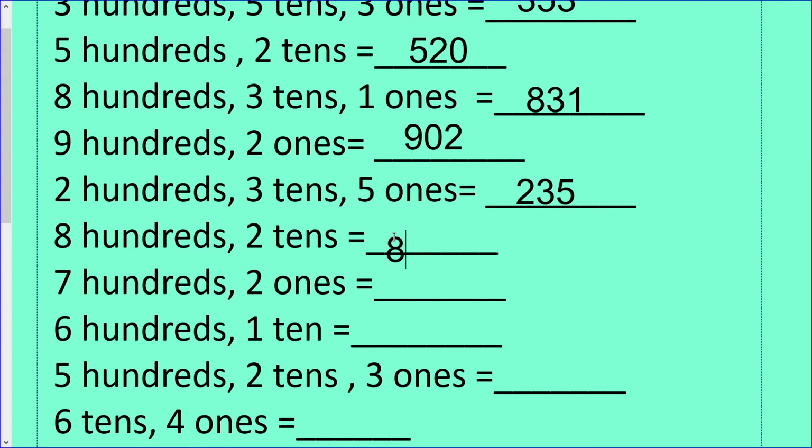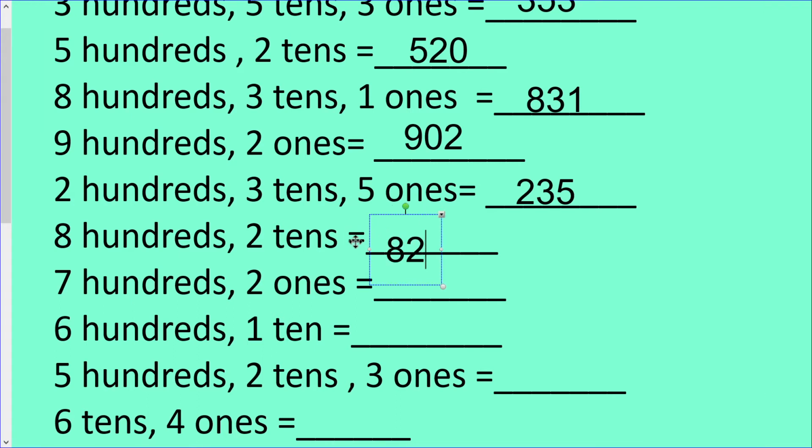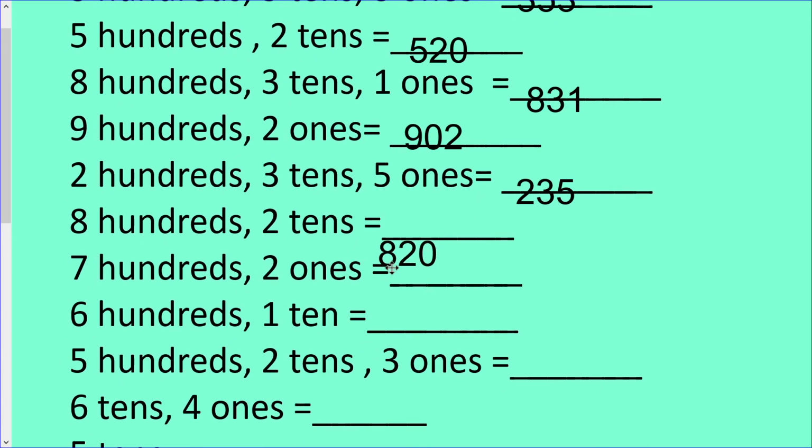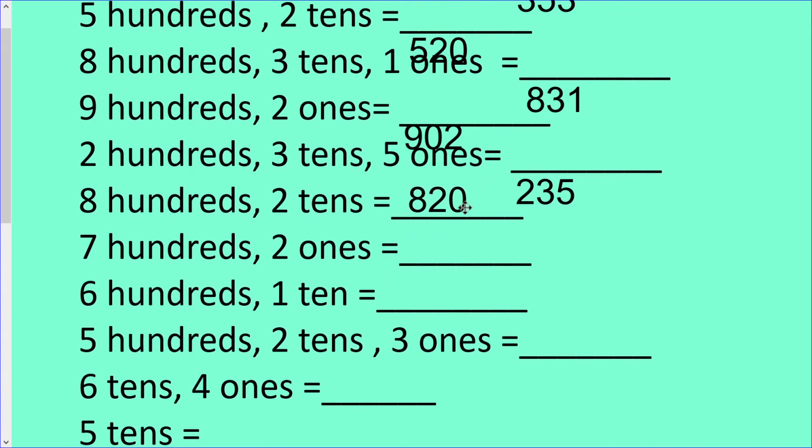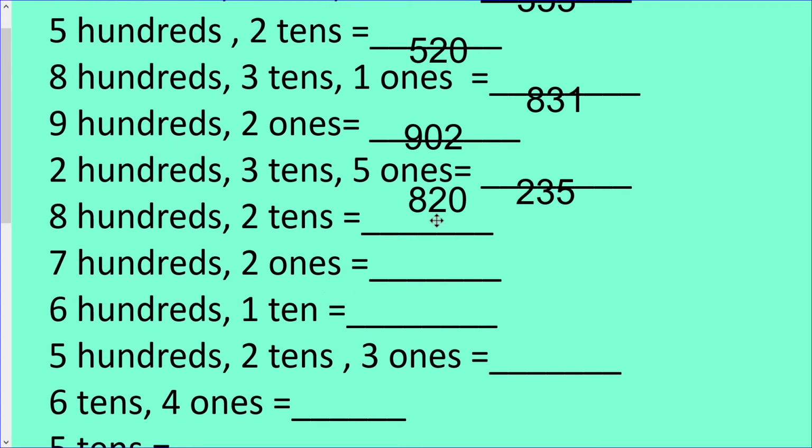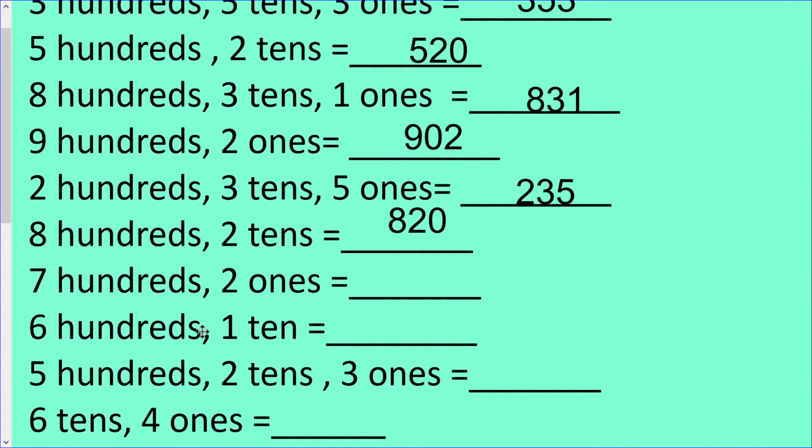Then we have 8 hundreds and 2 tens. What's in your hundreds place? What's in your tens place? How many ones do we have? Better put that 0 there. So what's our number? 820. Try to make that look better. There we go. Let's do one more.